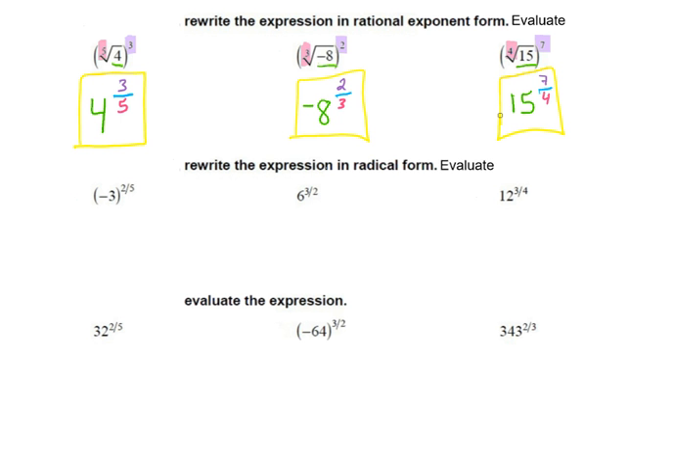Now in this next set of examples, we're going to rewrite the expression in radical form, which is what we just did before these last 3 little examples. So I'm going to have you try all 3 of these on your own. And when you're done, I want you to push play and let's see if you were right.